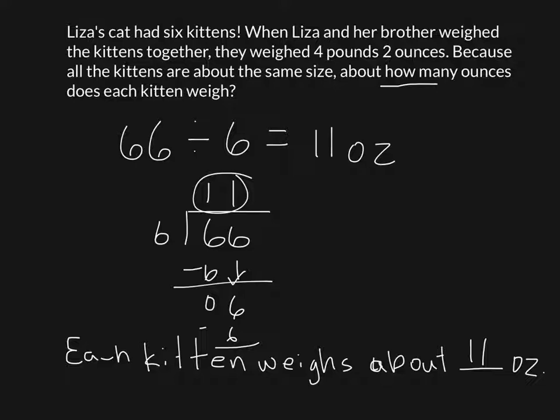I know their total weight. I know there are 6 of them. They each weigh about 11 ounces, but one kitten is likely to be a little bit bigger than the others, etc.